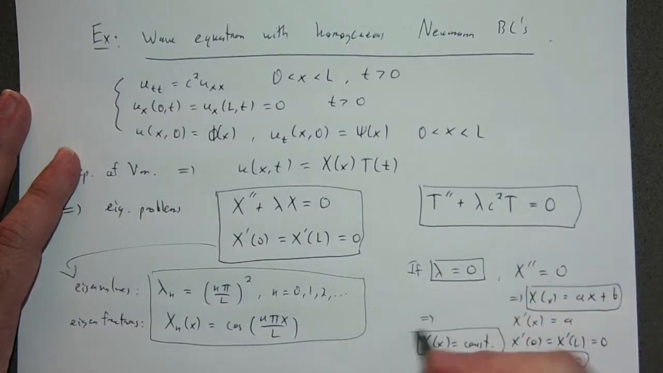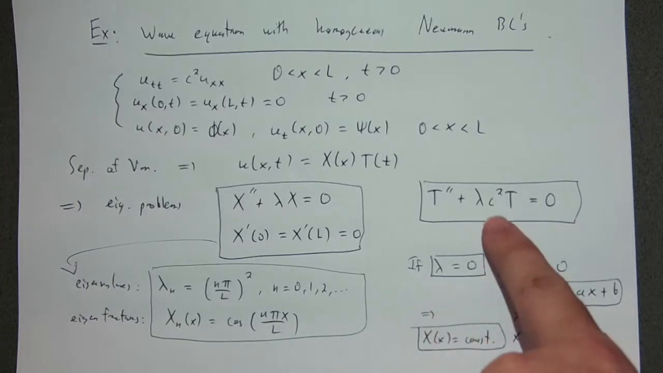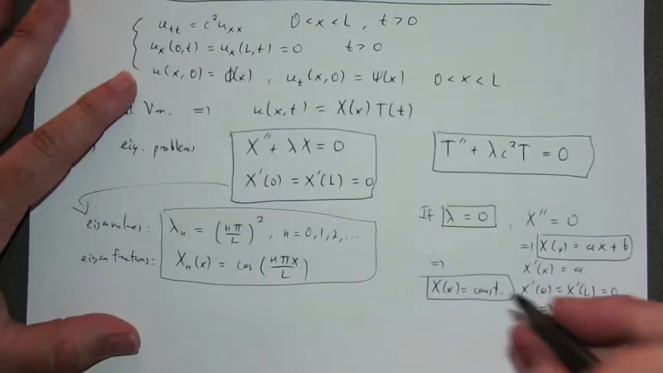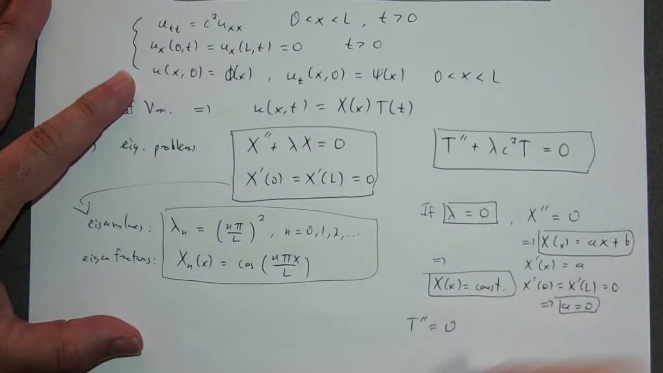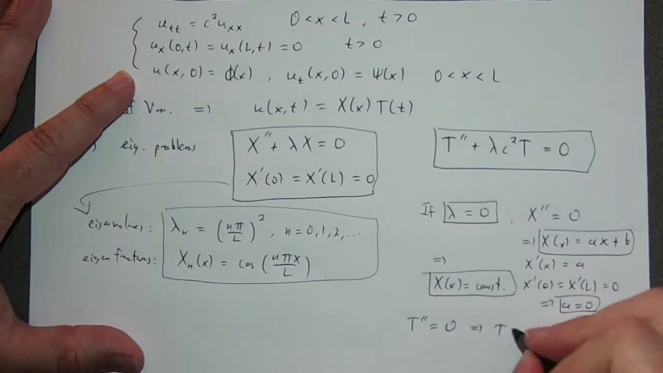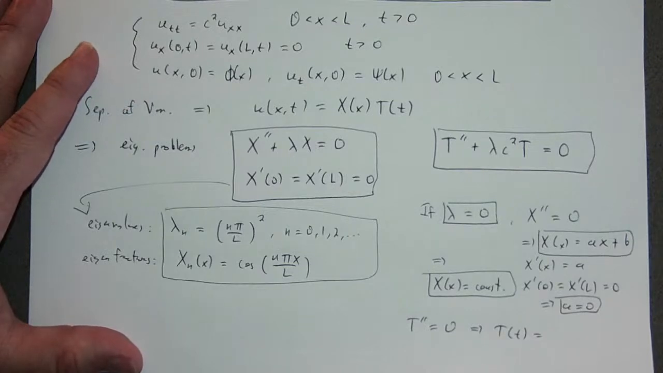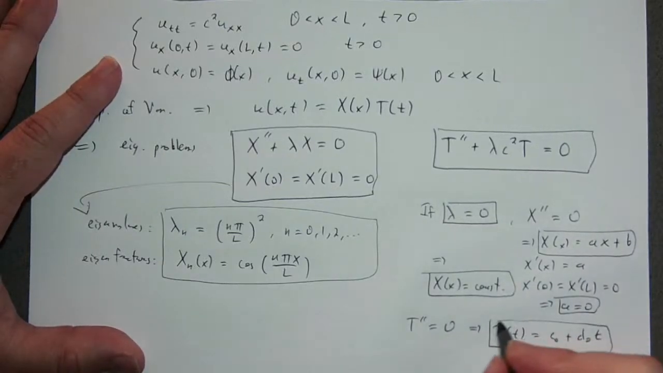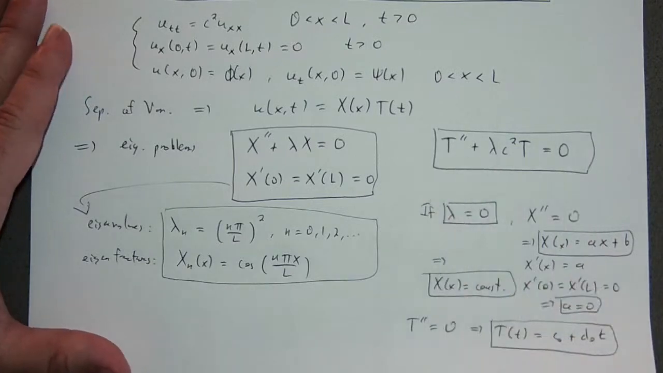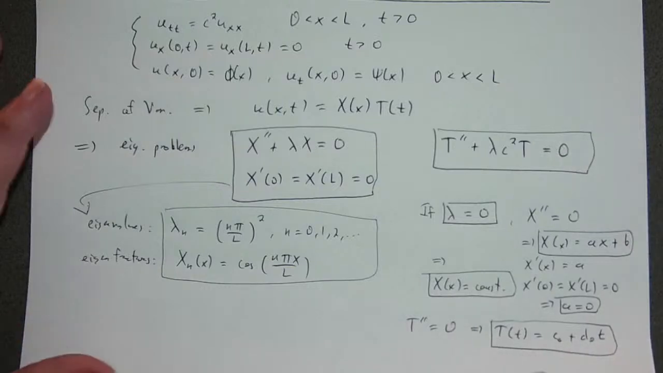Is only solution if lambda is equal to 0. Of course, if lambda is equal to 0, then plugging in 0 here, I also have t double prime is equal to 0. And so what I end up getting is that T of t is, I'm going to write these constants as c naught and d naught, right? So this is c naught plus d naught t is my general solution to this. Remember, for the t equation in this problem, I don't have any more conditions, so I get the general solution here with coefficients showing up.